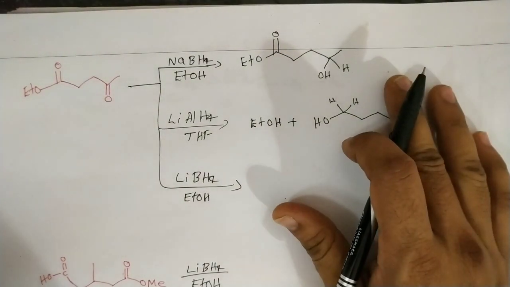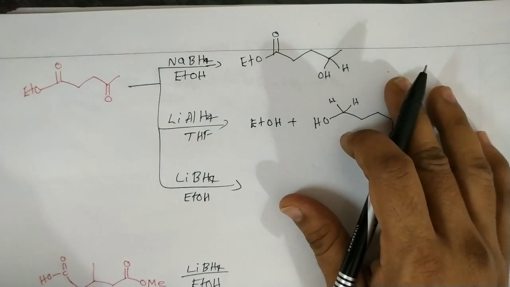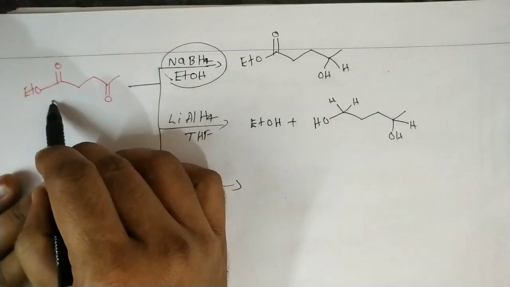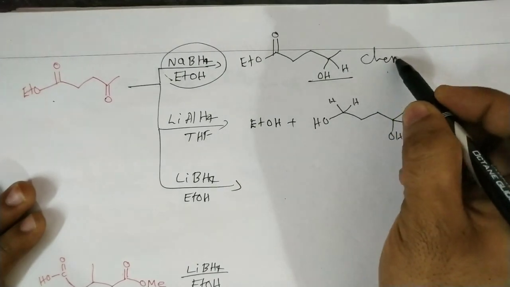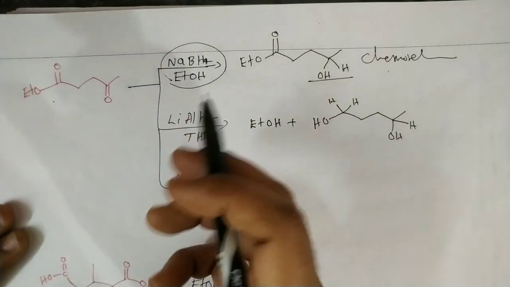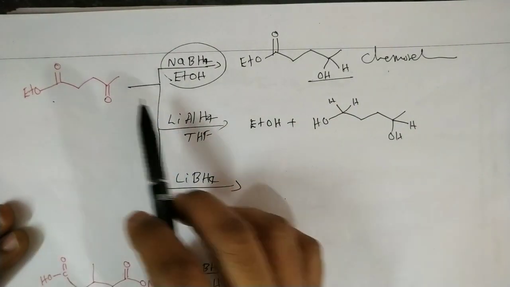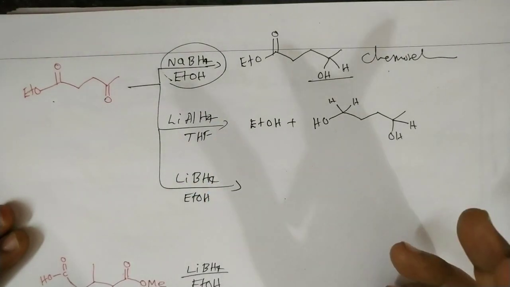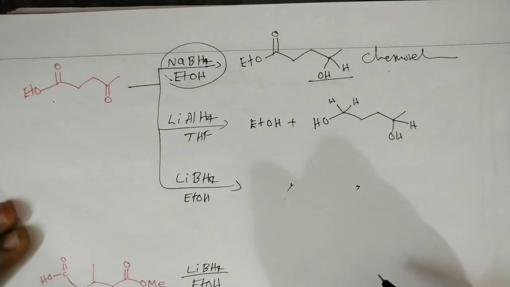So you know the reactivity of sodium borohydride, lithium aluminum hydride, and lithium borohydride. Here we have an ester and a ketone. With sodium borohydride, the ester is not reduced and the ketone is reduced. So in this case we can see it is a chemoselective reaction. Next, lithium aluminum hydride can reduce both, so it is a non-chemoselective reaction. Ester is converted to alcohol and ketone is also converted to alcohol. Now lithium borohydride can reduce the esters as well as the ketones. The products are the same.